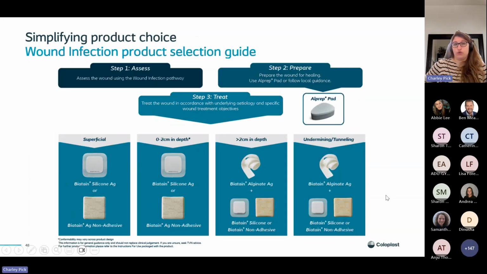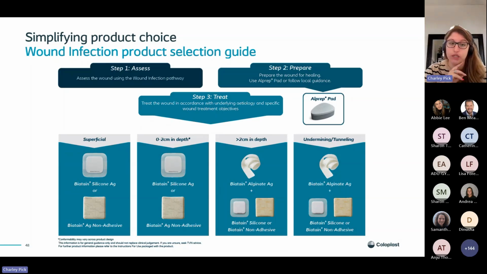So these are your product selections. So if you've got a superficial wound that is infected, of course, this starts with your step 1, your step 2 and 3. So your assessment, your preparation and your treatment, the Coloplast 3-step approach. Your preparation will be done with Allprep Pad, and then these are your treatment options.